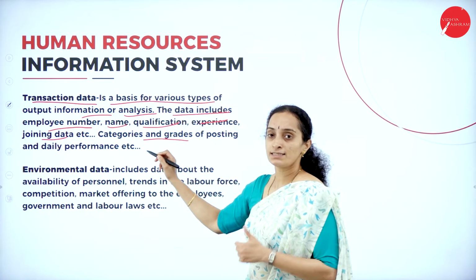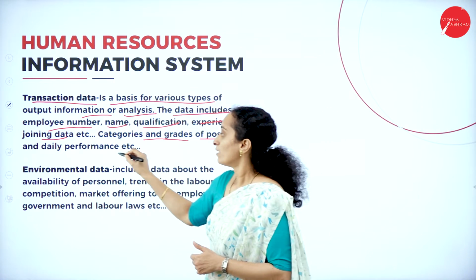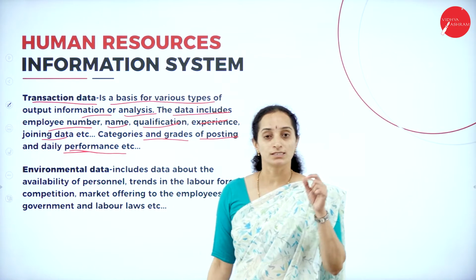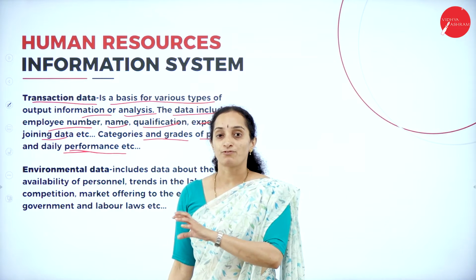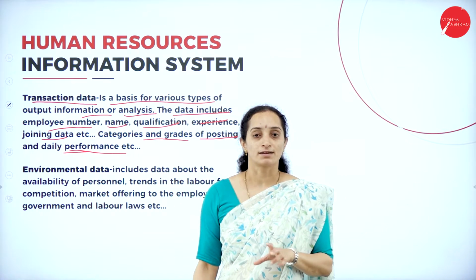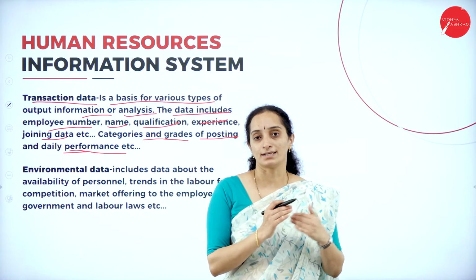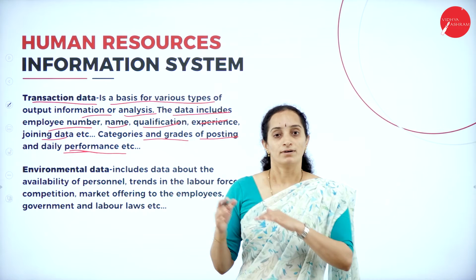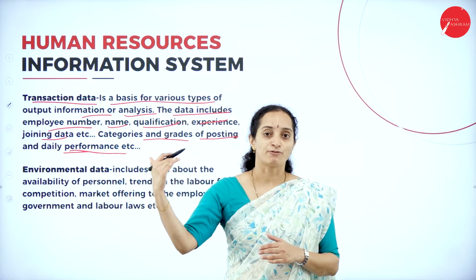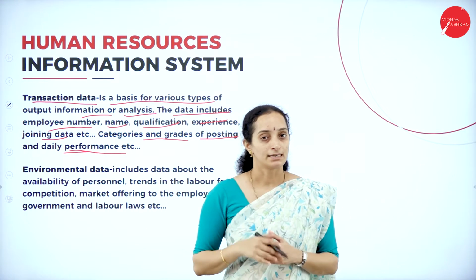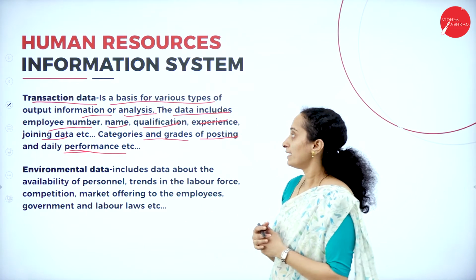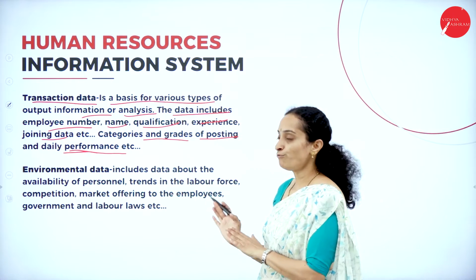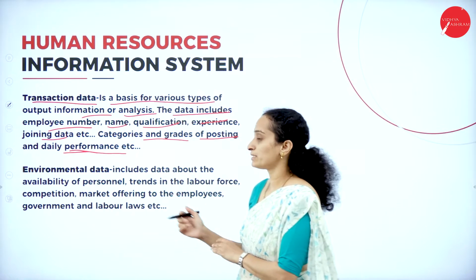Then categories and grades of posting and daily performance. What is his designation and what is the performance related to that designation? Whether he is performing according to that designation, or he is working less, his performance is less than the designation. Whether his performance is on par with the designation will be included in the transaction data of the human resource information system.